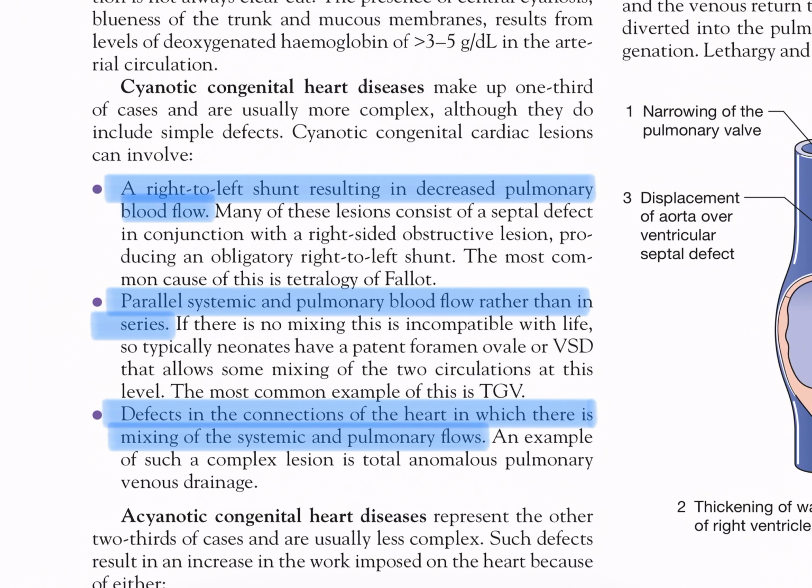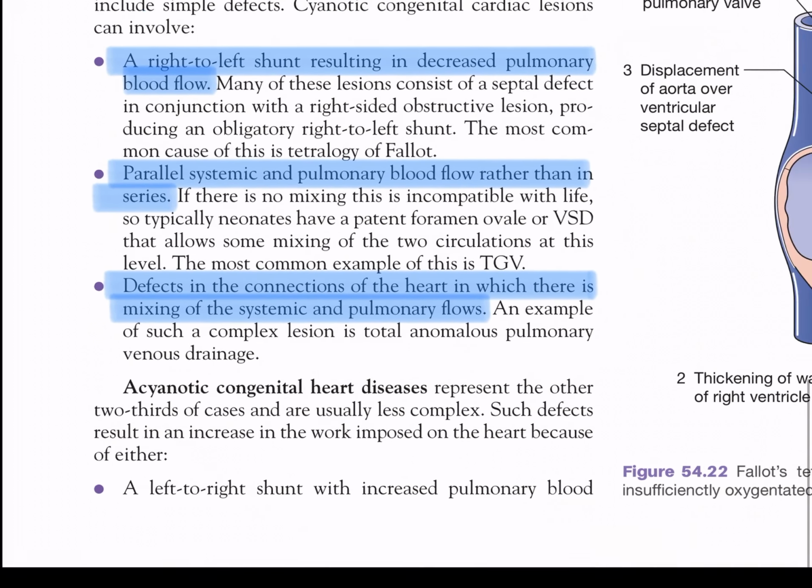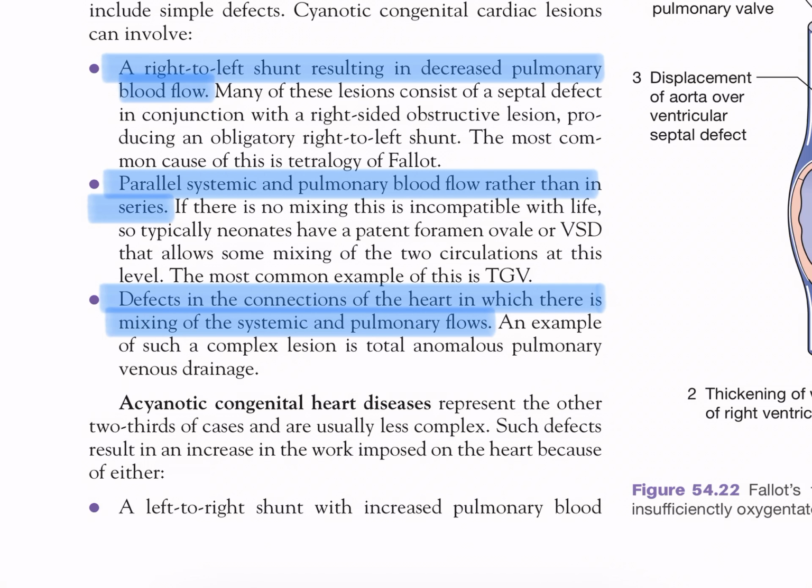So typically neonates have a patent foramen ovale or VSD that allows some mixing of the two circulations at this level. The most common example of this is transposition of great vessels. Then defects in the connections of the heart, in which there is mixing of the systemic and the pulmonary flows. An example of such a complex lesion is total anomalous pulmonary venous drainage. Now we've seen the cyanotic congenital heart disease.